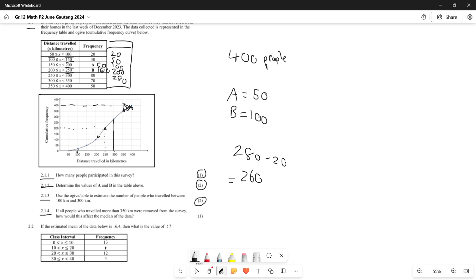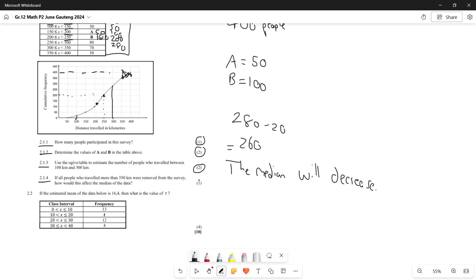It's like a midpoint. Right now the midpoint was over here when we had a longer line, but as we remove some of the line, the midpoint is going to move to the left as well, because then the middle point will be about here to there. So all we need to say here is that the median will decrease, and that just earned 1 mark.